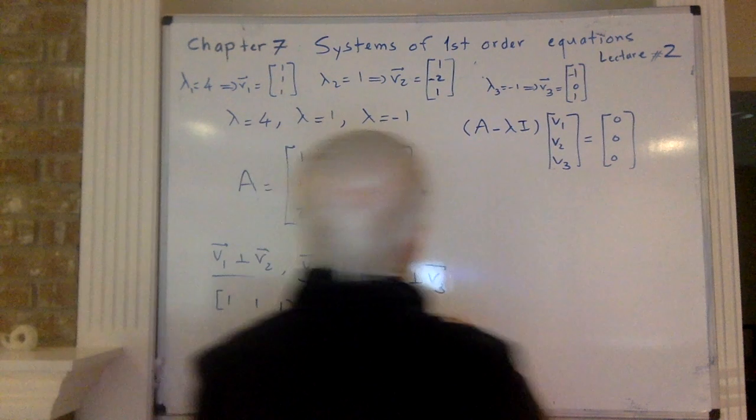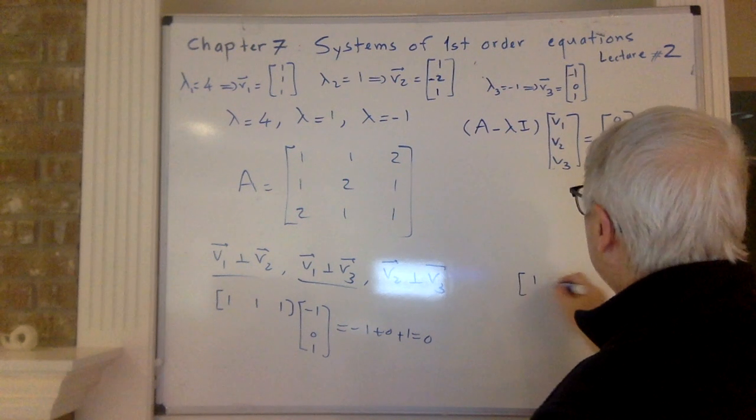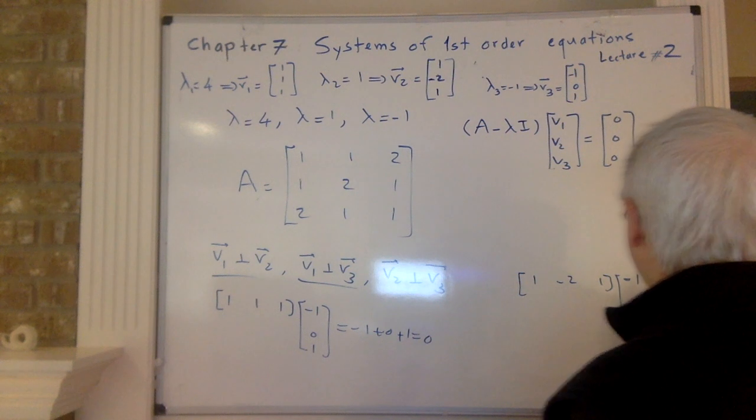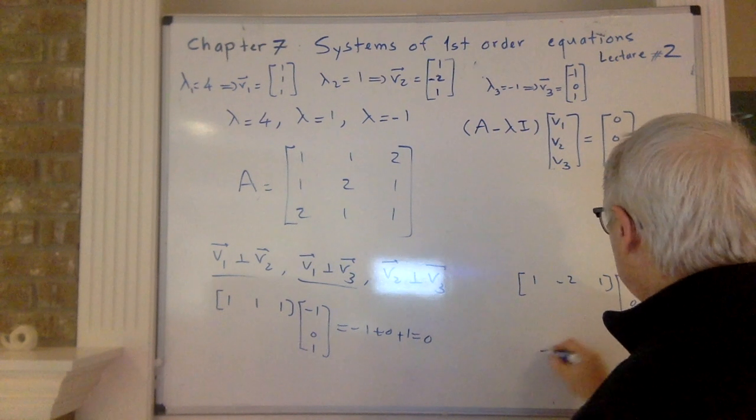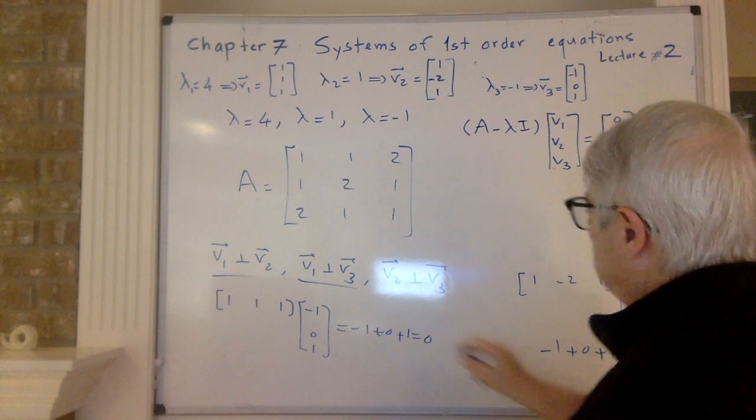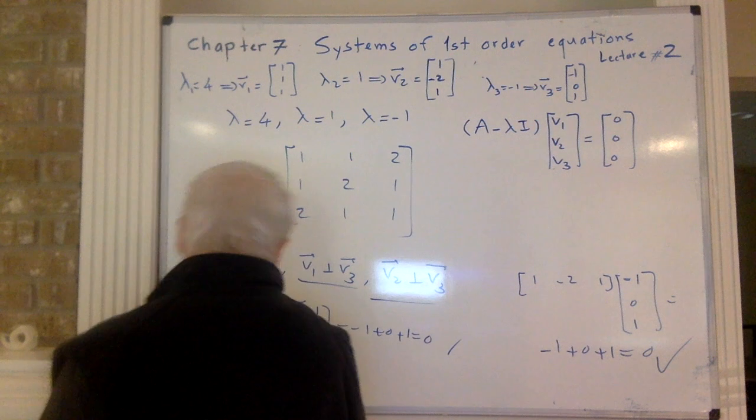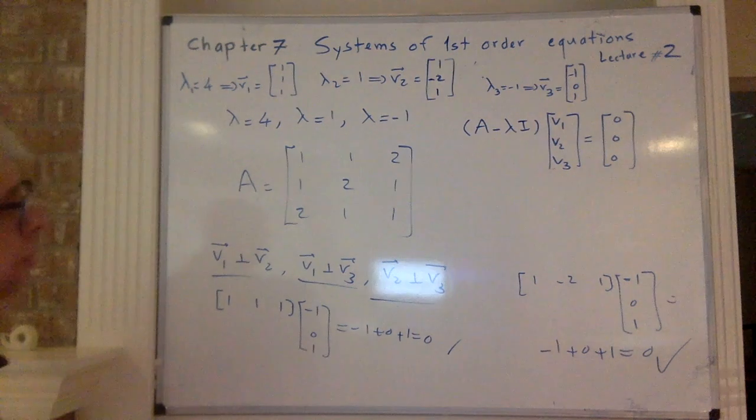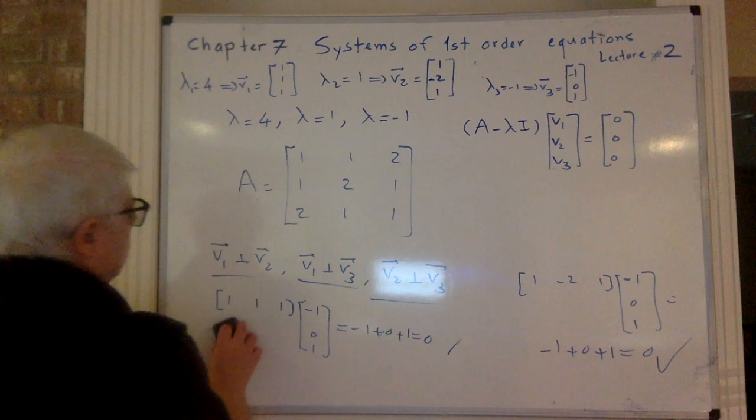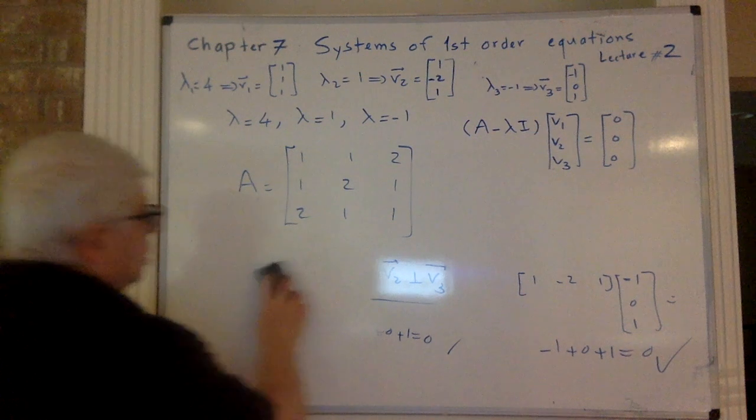And this time, let's try that one. We can see that it is correct. So that's 1, minus 2, 1 times minus 1, 0, 1. And that is minus 1 plus 0 plus 1, 0. Check, check, check. So that's done. They are orthogonal.